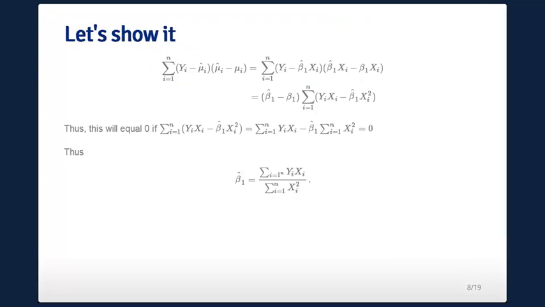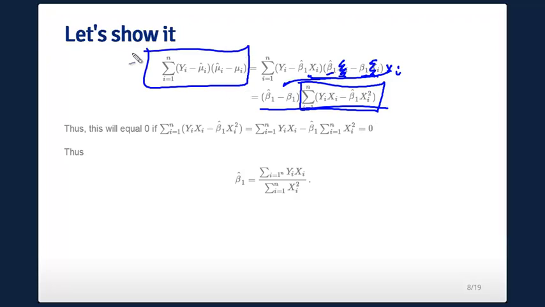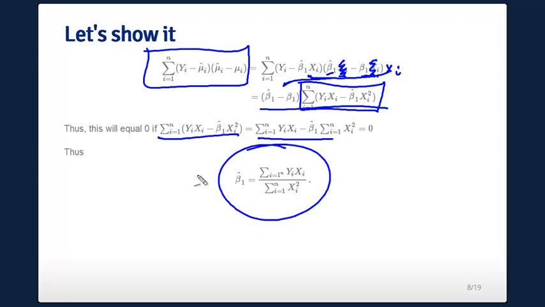Then factoring out the xi, right? We can factor out an xi here. Then we have a beta 1 hat minus beta 1, and that can get pulled out of the sum, and the xi can get brought into that sum, so we wind up with this equation right here. So if that equals 0, then this will equal 0. Expanding it out and solving yields the equation that we said was right.